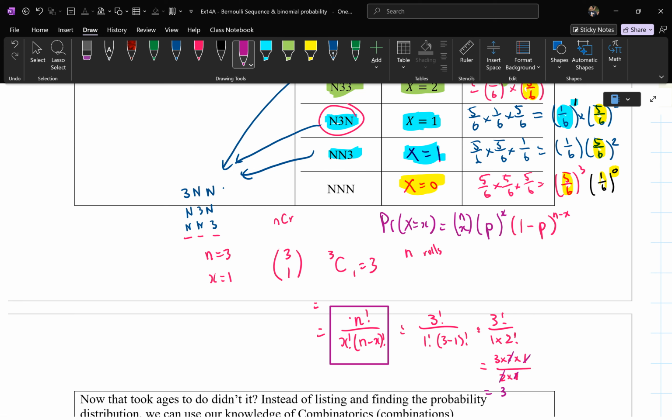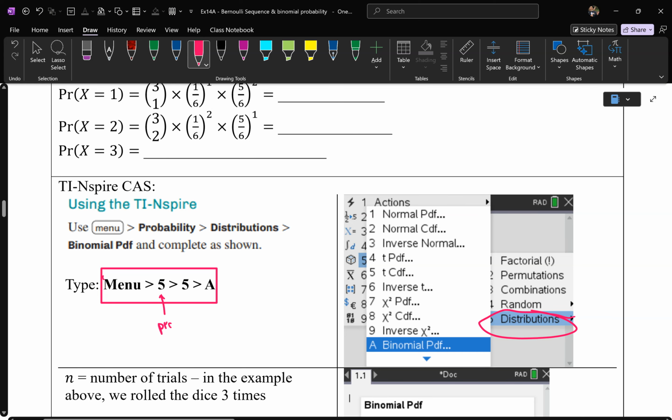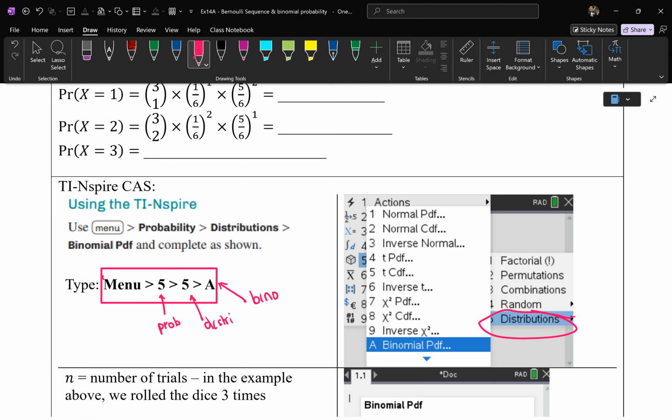So that formula there, I can show you on the CAS, but my CAS today, I've restarted my computer already, but it's not working. This bit here should be probability. That should be distributions. And that one should be binomial PDF. Just under it, if you go to the little menu, if you go down a bit, there's a binomial CDF, which you need to know the difference between the two.